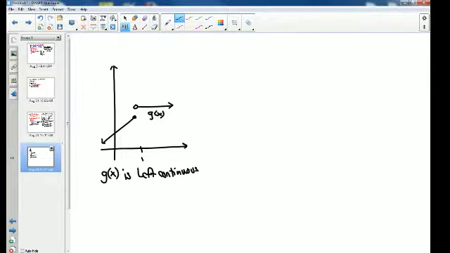The left side doesn't stop, because we have a dot there that's solid, right? The point exists. g of x is not right continuous, because the dot is hollow. The point does not exist.